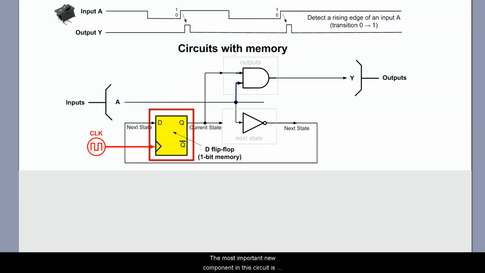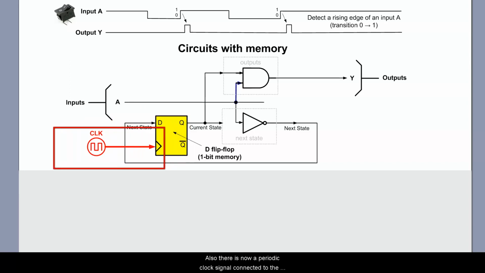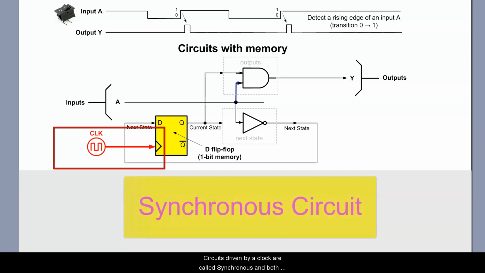The most important new component in the circuit is the memory element, shown here as the D flip-flop, which remembers just one bit of information. This is the state of the circuit. Also, there is now a periodic clock signal connected to the flip-flop, which controls when the flip-flop stores new information. This clock provides a global "event" to the system and determines when the inputs and outputs are allowed to change. Circuits driven by a clock are called synchronous, and both Mealy and Moore focused predominantly on synchronous circuits.